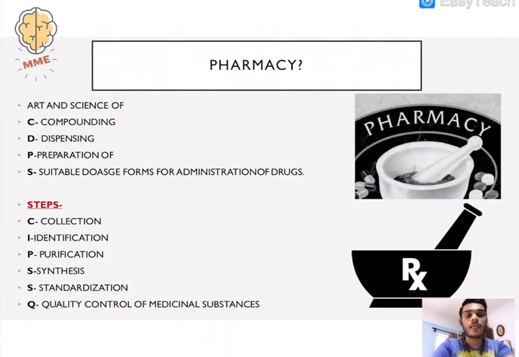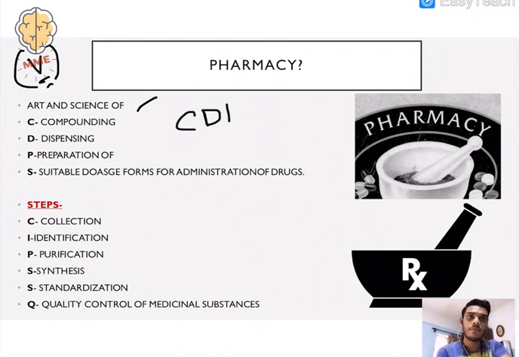What exactly do you mean by pharmacy? Pharmacy is again a viva topic. When you give your exams, before they set off asking you questions about what preparation you have made in your pharmacy, they often ask you, what exactly do you mean by pharmacy? So pharmacy, my friends, is the art and science of CDPS. We remember it as CDPS. Four letters, easy and done.